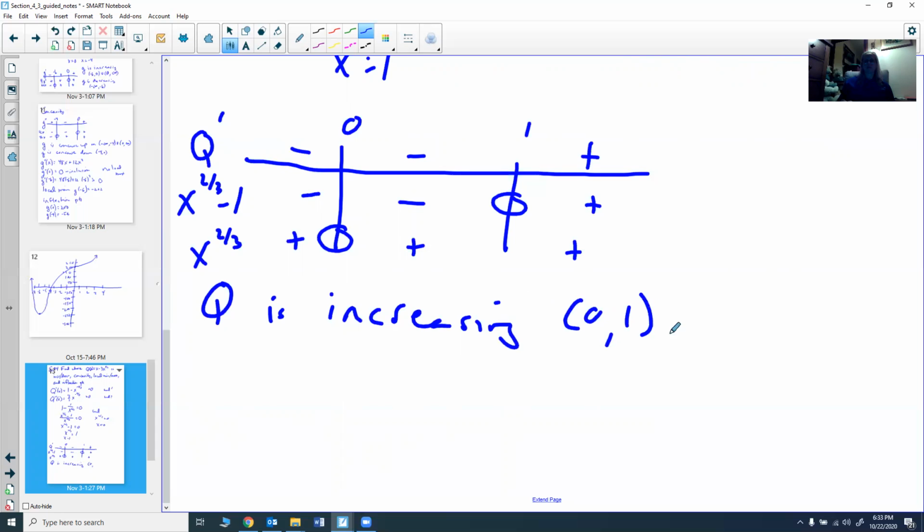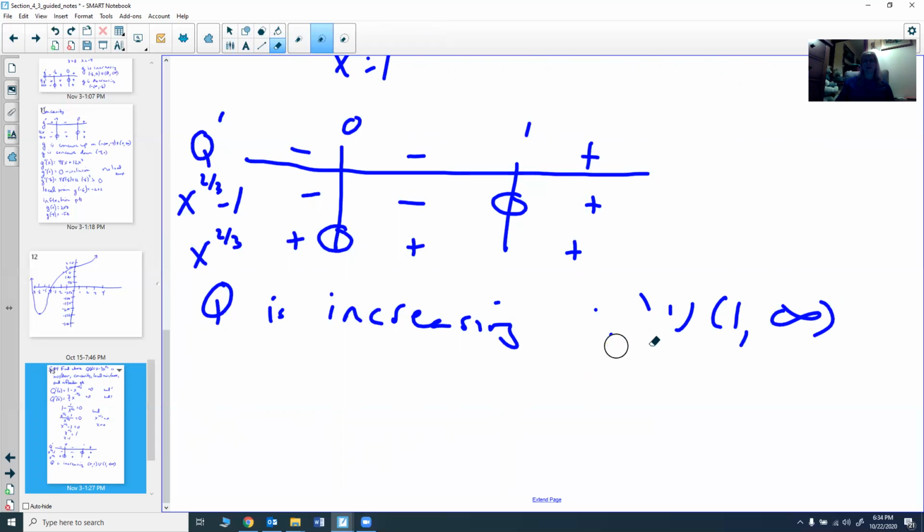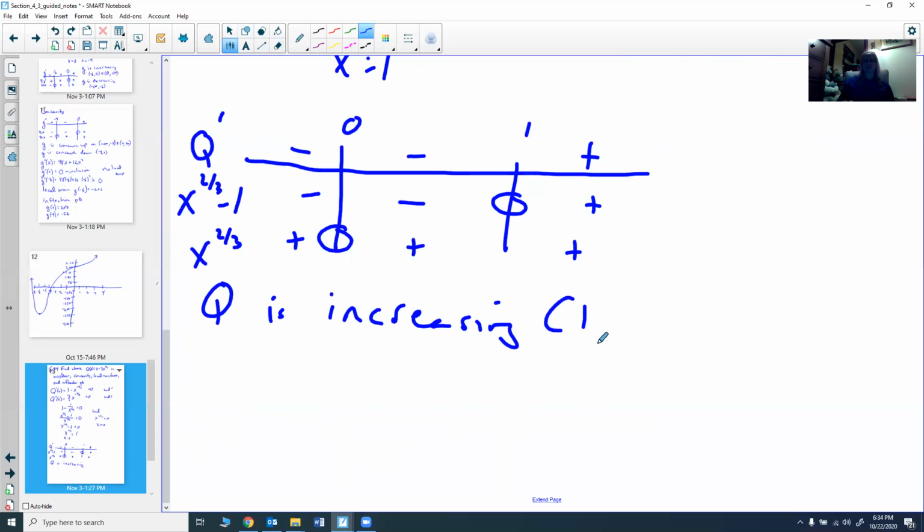from 0 to 1, and then again from 1 to infinity. And granted, well, what did I just do? I don't mean to make mistakes. It's getting late. That's probably why. It's only increasing from 1 to infinity because we changed signs. So remember, it's where the derivative is positive. So it happens to be from 1 to infinity.